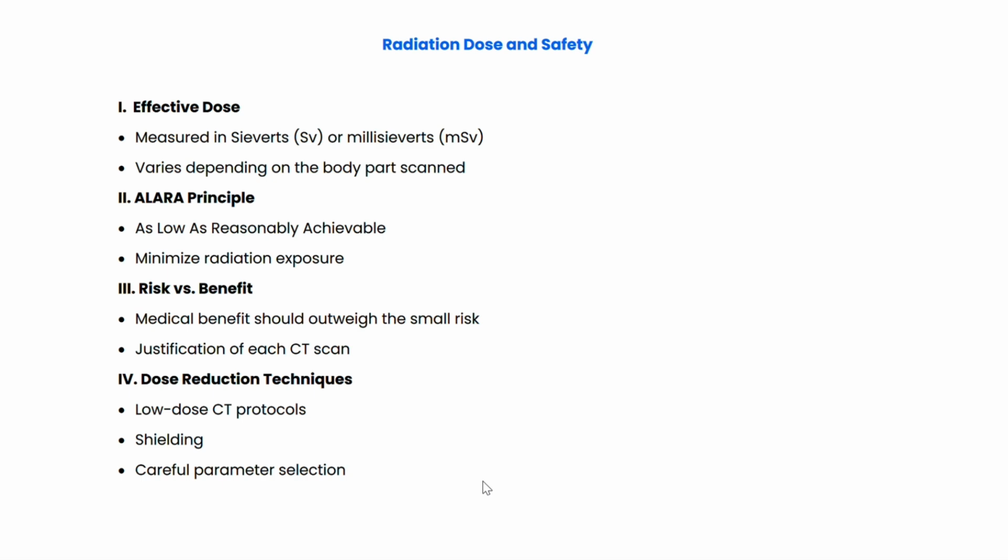It's crucial to balance the risk versus the benefit. The medical benefit of the information from the CT scan should outweigh the small potential risk from the radiation. Each CT scan should be justified. There are techniques to reduce dose, including low dose CT protocols, shielding the patient, and careful selection of the scanning parameters.